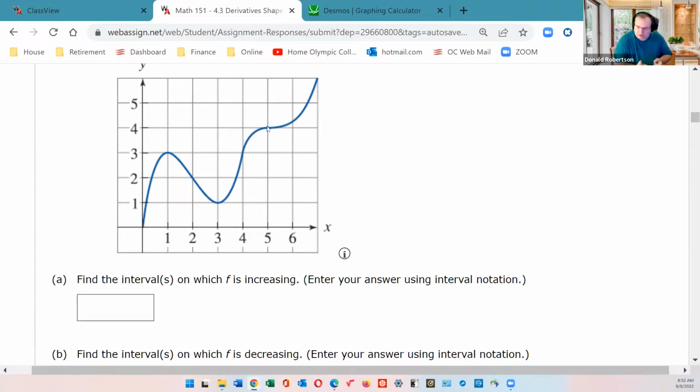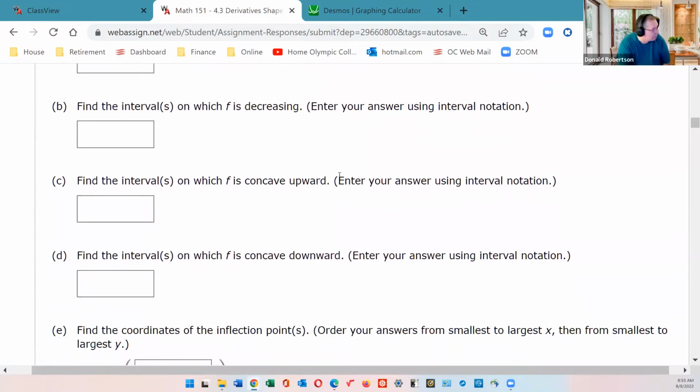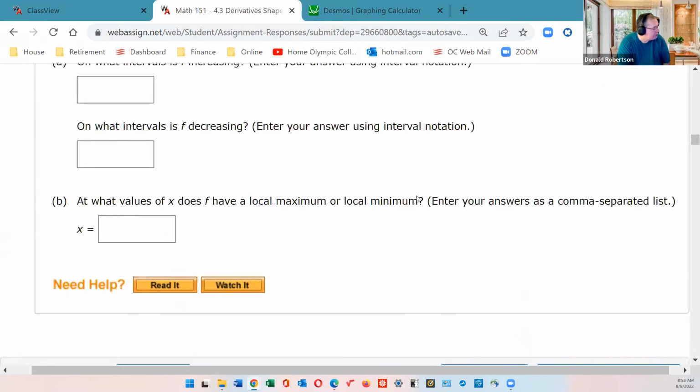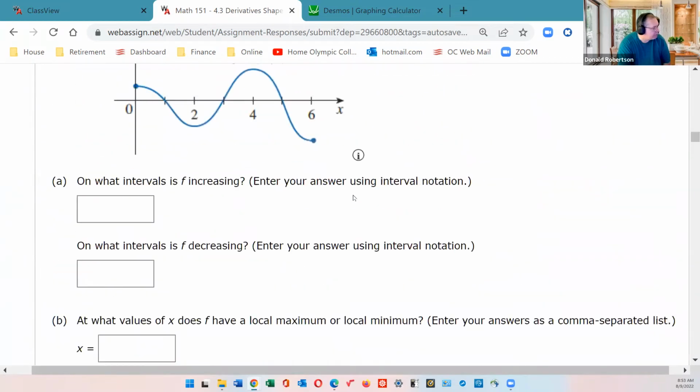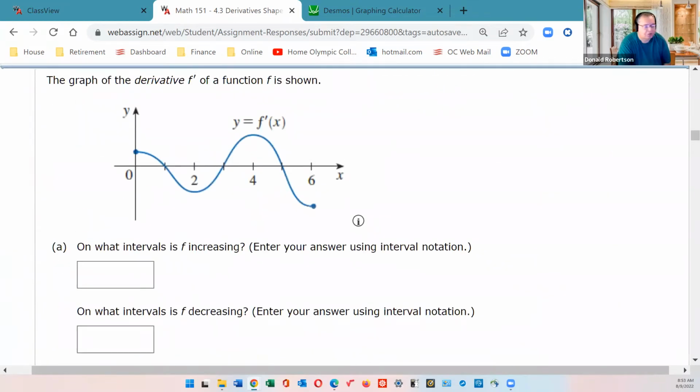How are we doing? Are we increasing and decreasing? I don't think most people have a problem with that, right? It's pretty much left to right going uphill. I think concavity sometimes is a little bit harder to visualize. How are we doing with concavity? Feeling good? Good. These are not concavity questions, so let me just leave this. Right, moving on.